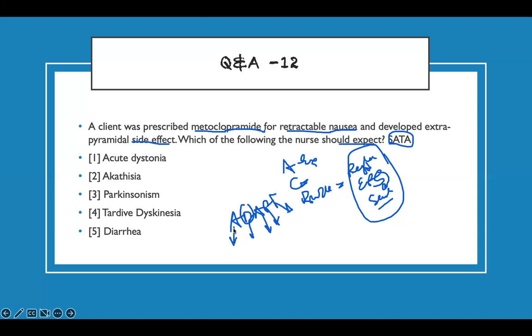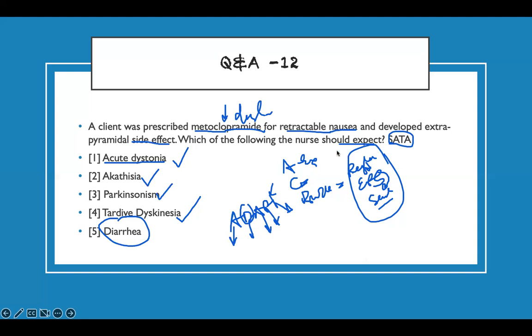Okay, so A, acute dystonia. We have akathisia right there, parkinsonism right there, TD, tardive dyskinesia right there, right? Then they put diarrhea here to confuse you. Why? Because with metoclopramide, the side effect is diarrhea, even though it's an antiemetic. But does that answer my buzzwords? No. That's why you take your time, go through the ask, case, buzzwords, rewrite, make a choice, and move on.